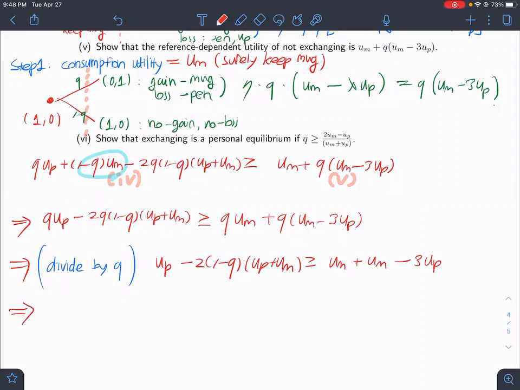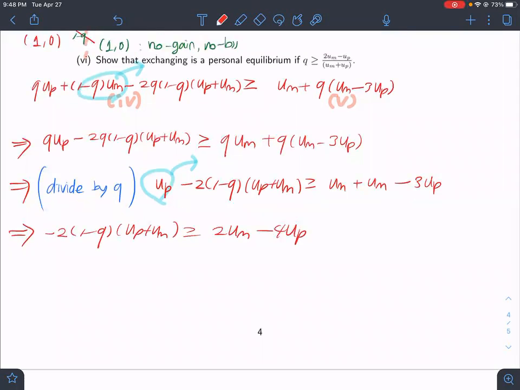Continued. Just rearranging. And then let me send this guy to the right hand side. Then we have minus 2, 1 minus Q, UP plus U. So from here, it's not really economics. It's just simple algebra. 2UM minus 4UP. And then continued. We have 2 times 2.